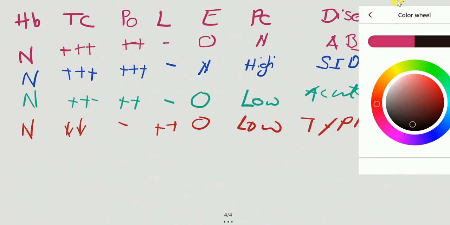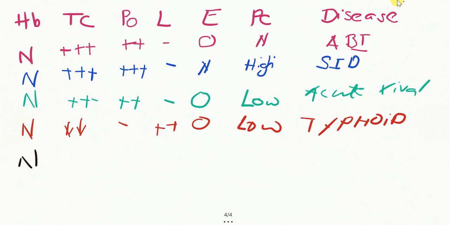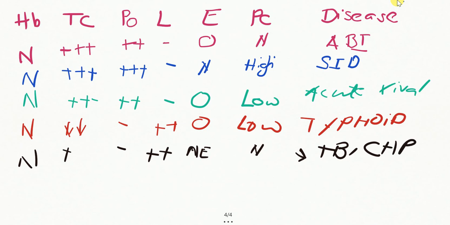Now let me take another example where it will be a bit confusing. The HB is normal, and the total count is slightly increased, maybe around 13,000, and the polymorphs are not affected. The lymphocytes have increased, and eosinophils are normal, or could be slightly high, and the platelet count is normal. Now look, the child or patient has a fever, the total count is just slightly high, lymphocytes are high, eosinophils are normal or slightly high, but the platelet count is normal. It indicates a chronic infection, so it could be tuberculosis, TB, or another chronic infection. Chronic infections, remember.